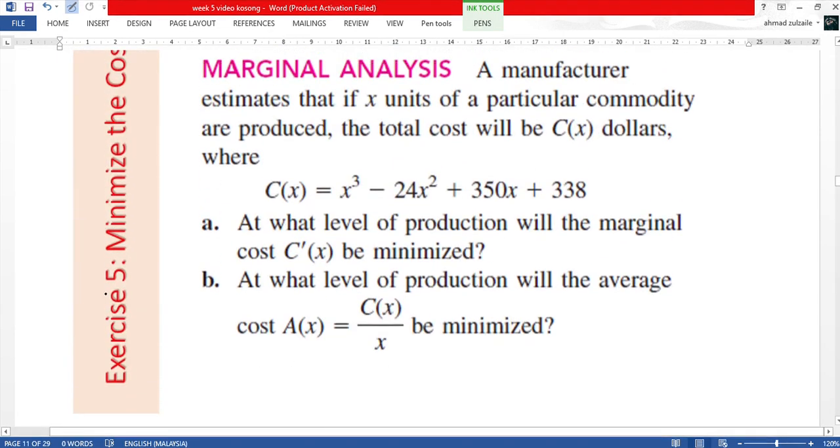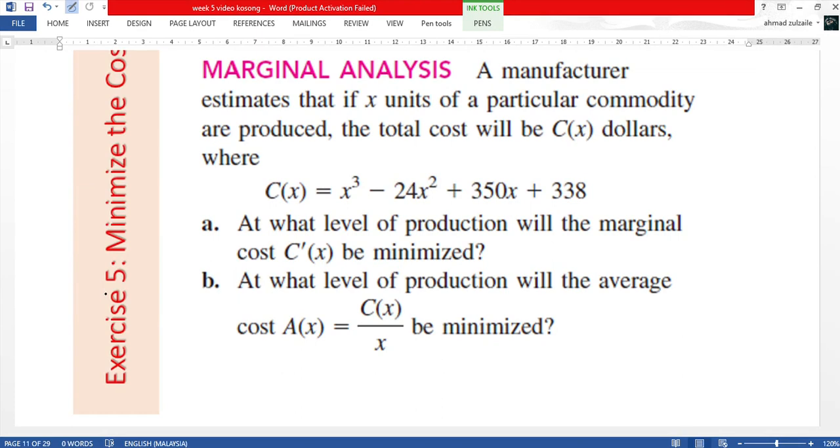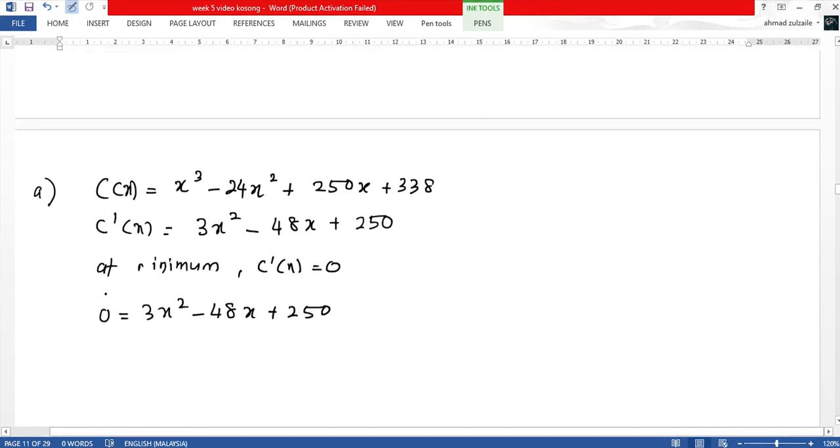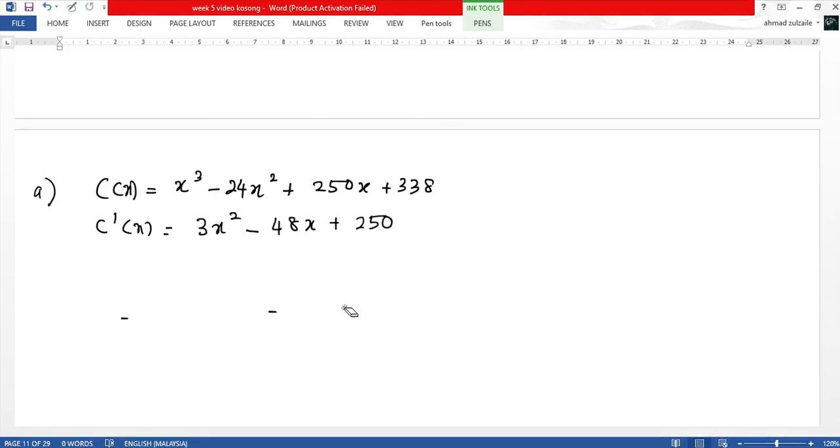But the question asks at what level of production will the marginal cost, which is C prime, be minimized. Okay, so marginal cost yang minimize je, marginal cost bukannya C prime. So this is the mistake. Okay, so therefore kita kena cari dahulu for the marginal. Sorry, sekejap.